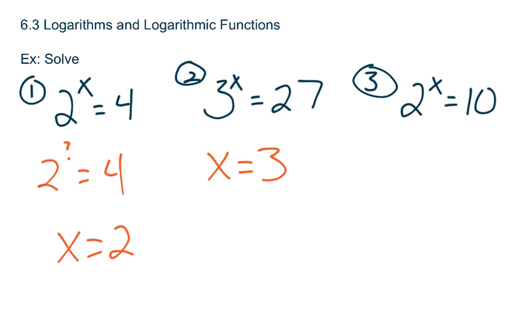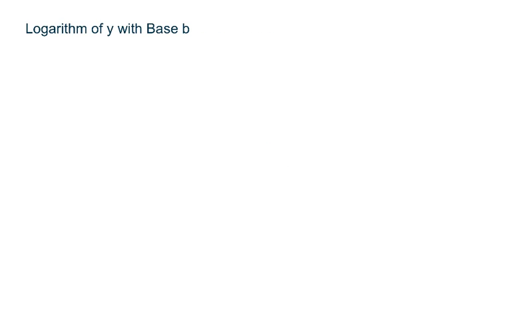Now we need to figure out number 3. 2 to what power is 10? Well, we know that 2 to the third power is 8. 2 to the fourth power is 16. That doesn't really help us get to 10, though. We need to find a value for x that allows us to raise 2 to that power to get 10. And that's what leads me to this next slide here.